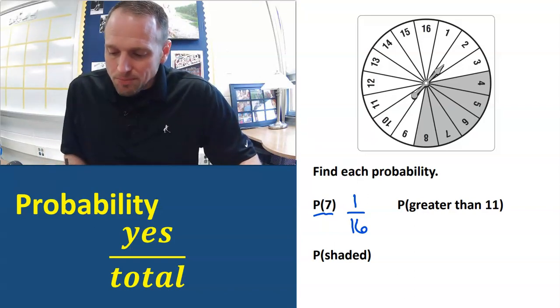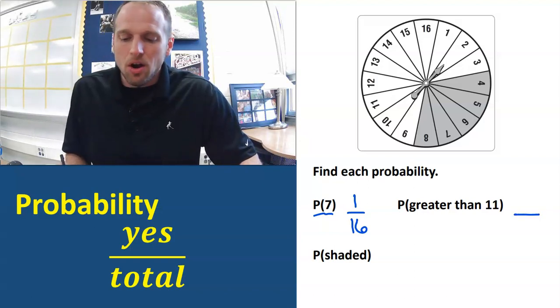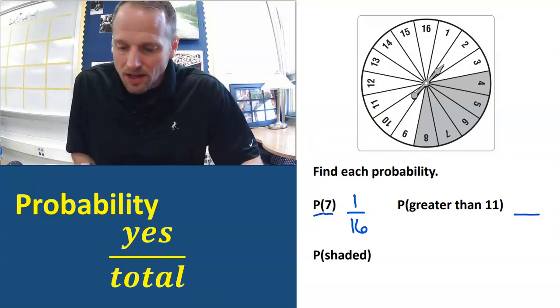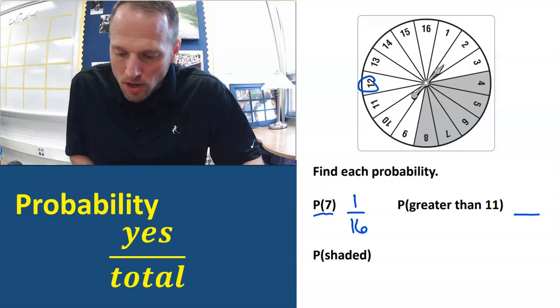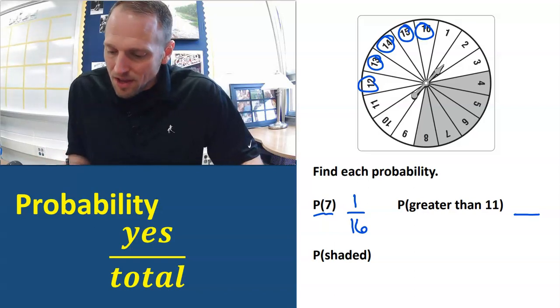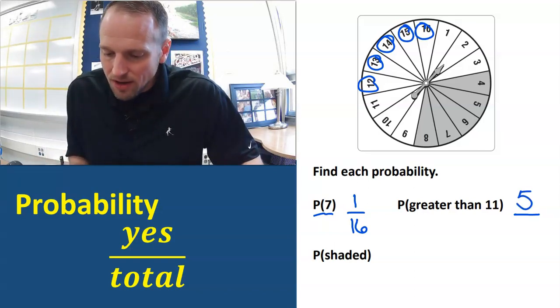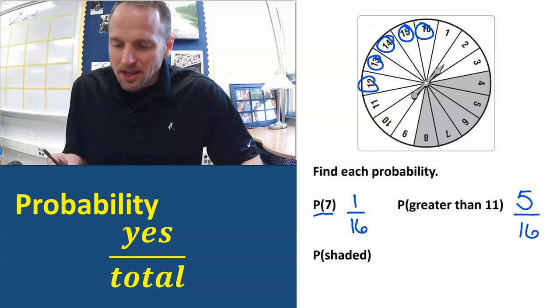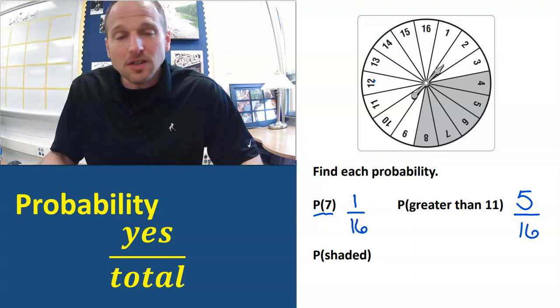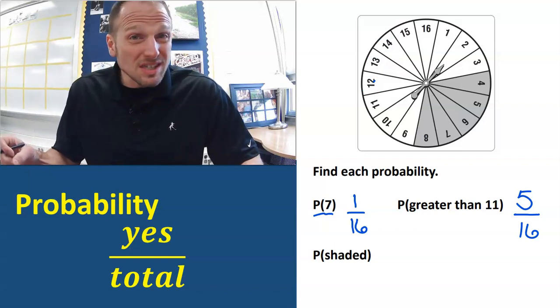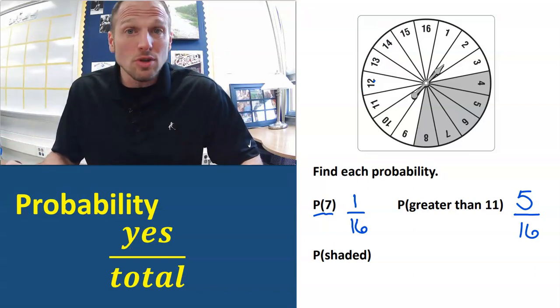Probability of something greater than 11. So here's my question. How many are there on here that are greater than 11? Well, there's 1, 2, 3, 4, 5. 5 are greater than 11. How many total are there? 16. So the probability of getting something greater than 11 is 5 out of 16. So you spin it 16 times, 5 of those times you could expect that you would get a number greater than 11.